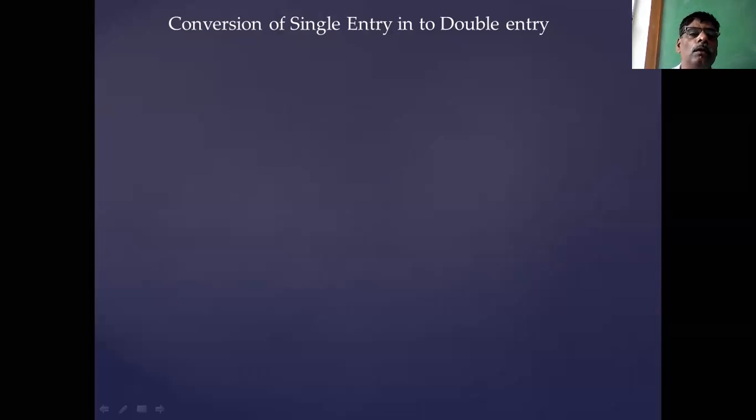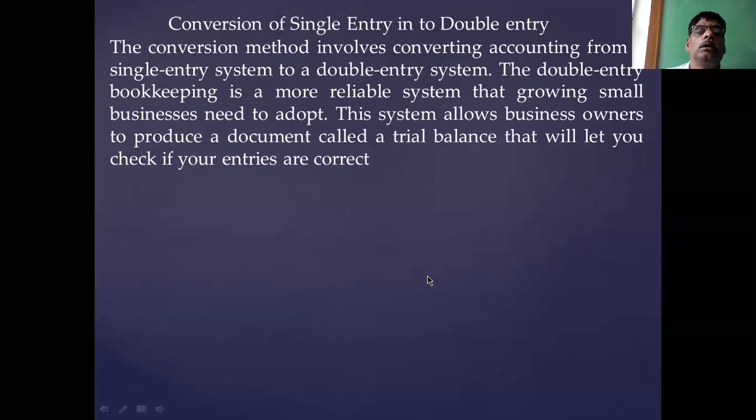Okay, so the conversion involves converting the single entry to double entry. The single entry system is not a reliable system. The double entry system is a reliable system of bookkeeping, which is accepted by the society and also accepted by the government, the income tax department and other departments.